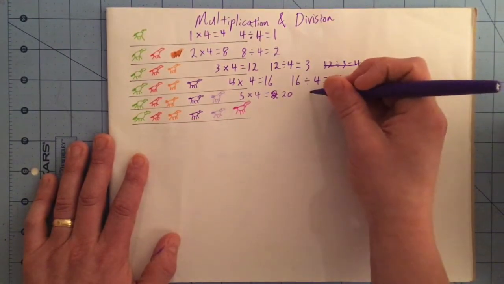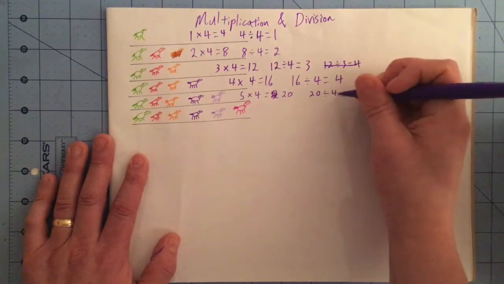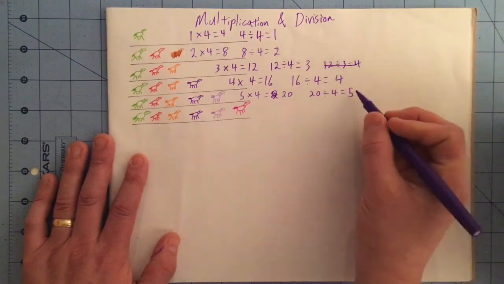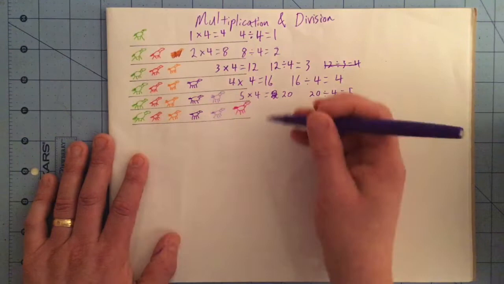Hey, what if I had 20 legs? I'd have way too many legs. How many horses would there be altogether? Well, each horse has 4 legs. 20 divided by 4 would be 5, because 5 times 4 makes 20, as we saw right here. One more: 1, 2, 3, 4, 5, 6 horses.